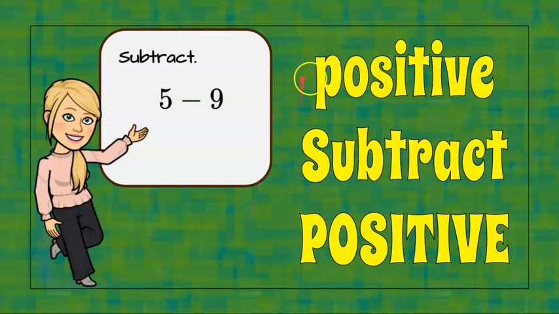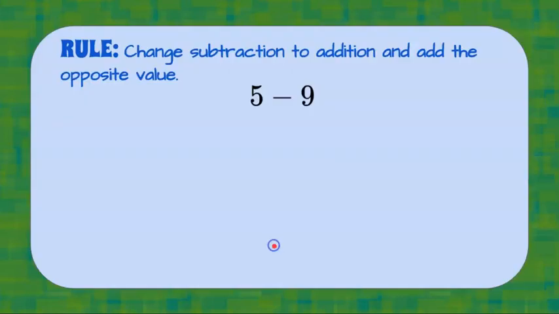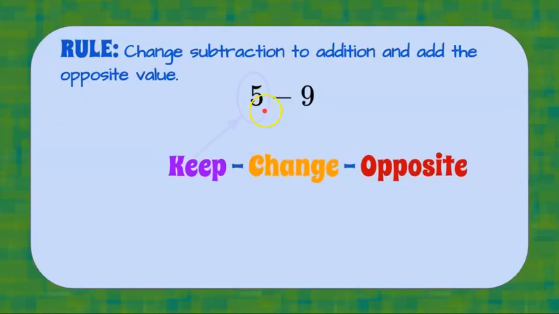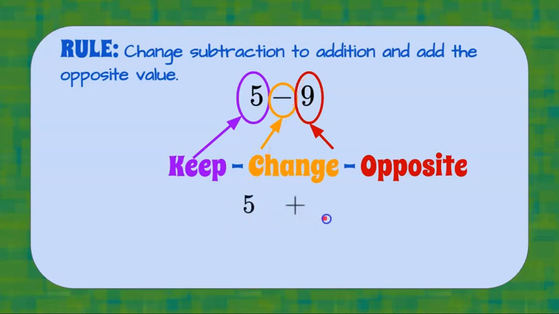Now let's review positive, subtract, positive. Same rule: keep, change, opposite. We're going to keep 5, change subtract to add, and write the opposite of 9. Notice that if you circle these values, it takes all the guesswork out and you don't even need to think, you just need to do. 5, add, the opposite of 9 is -9.